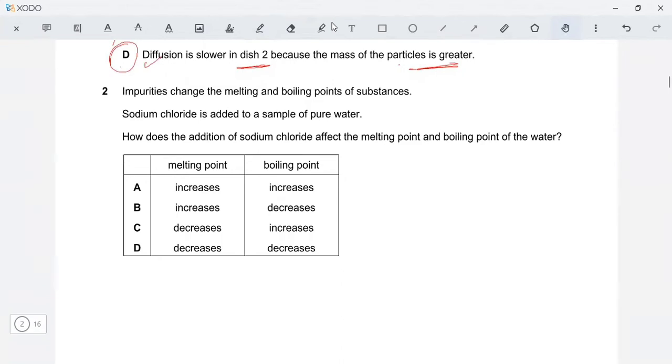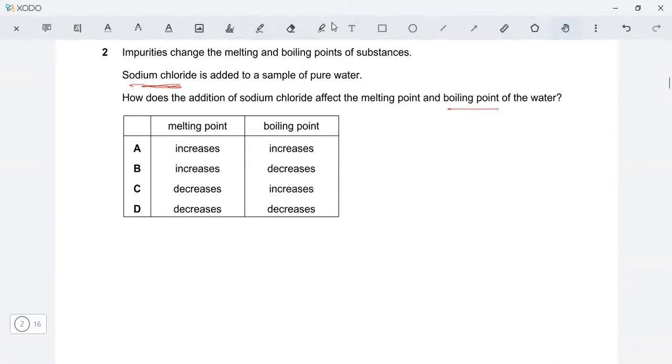Impurities change the melting point and boiling point of a substance. Sodium chloride, a salt, is added to a sample of pure water. How does the addition of sodium chloride affect the melting point and boiling point of water? You know that purity can be checked by means of melting point and boiling point, especially for water, to know whether it is pure or impure. Here the sodium chloride will act as an impurity. So when you add sodium chloride into the water, what would be the changes in melting point and boiling point? Obviously, in pure water, if you add anything as an impurity, here the sodium chloride, what would happen to the boiling point?